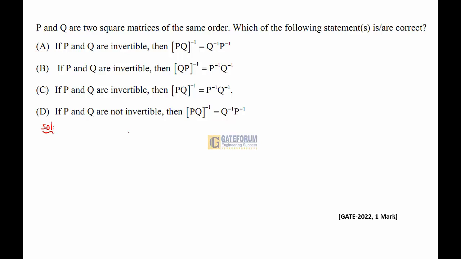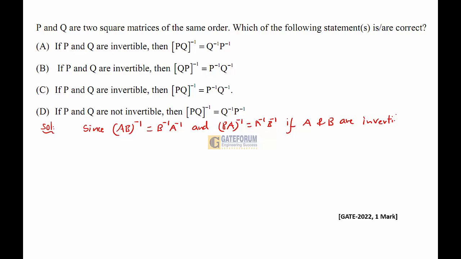we know that (AB) whole inverse is equal to B inverse A inverse whenever A and B are invertible. Since (AB) whole inverse is equal to B inverse A inverse, and (BA) whole inverse is equal to A inverse B inverse, if A and B are invertible matrices of the same order.